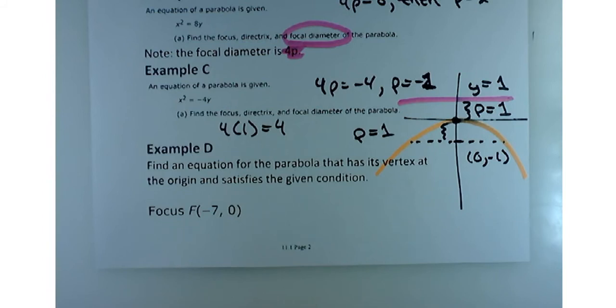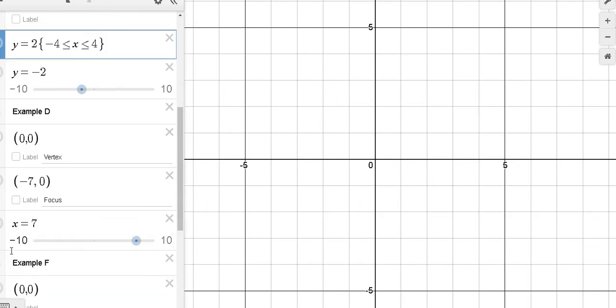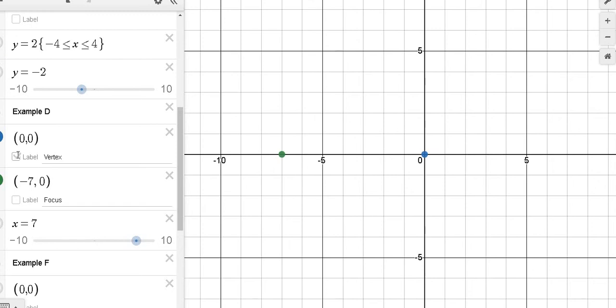Let's try a different one. Example D is going to ask us to find the equation of a parabola with a given vertex. So it's going to be vertex at the origin and the focus is at -7, 0. So let's give that a shot. Let's shut off example B and turn on what we know from example D. We've got 0, 0 is our vertex, and -7, 0 is our focus. So let's label these.